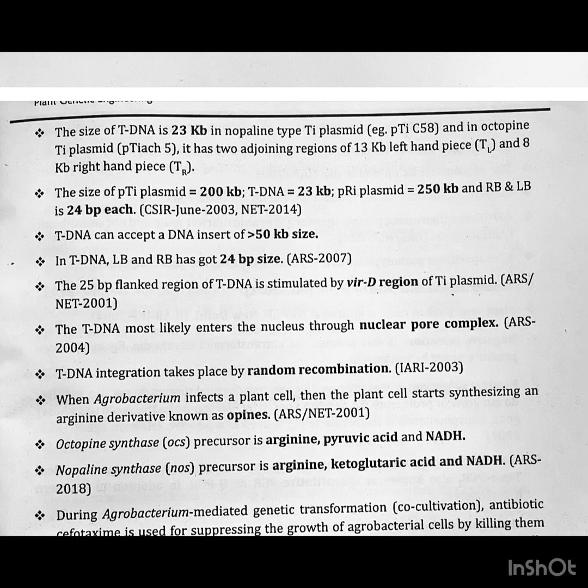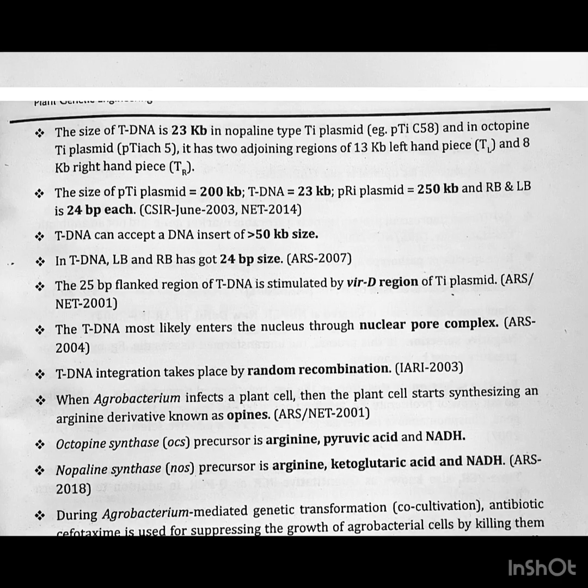T-DNA can accept a DNA insert of greater than 50 kilobase pair size. In T-DNA, the left and right borders are 24 base pair in size. Question asked in ARS 2007. The 25 base pair flanking region of T-DNA is stimulated by the virD region of the Ti plasmid. Question asked in ARS NET 2001.